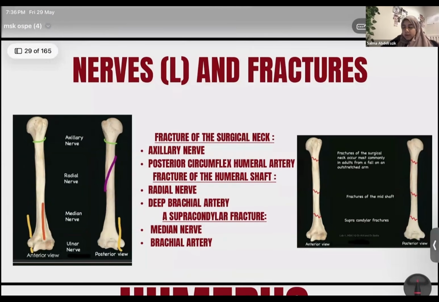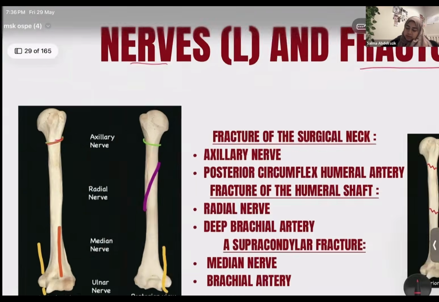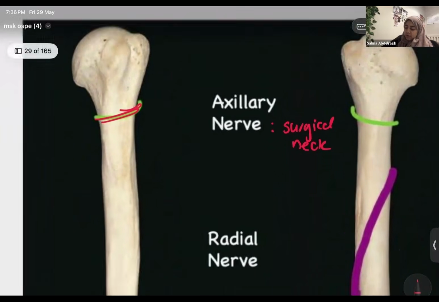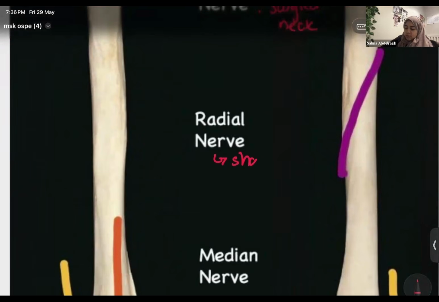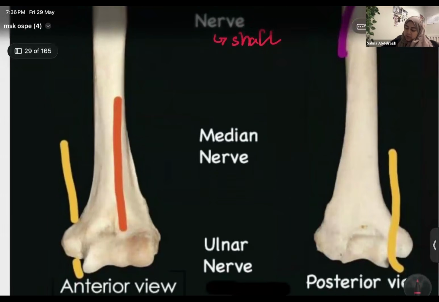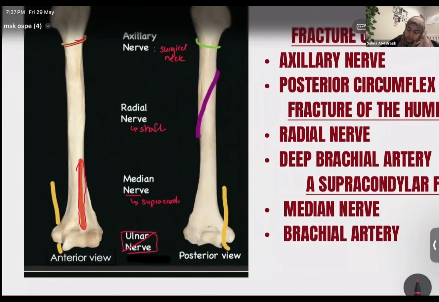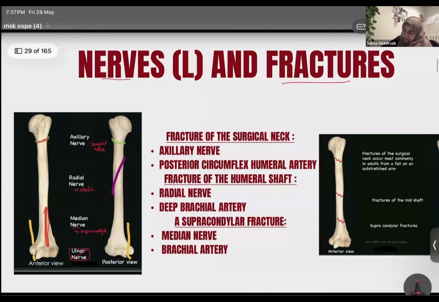We have nerves and fractures. We got the bone, we finished the landmarks, we said this is here, this is there. Let's talk about the nerves that actually go through. We have the axillary nerve. Let's name the place it is at: axillary nerve at the surgical neck. Radial nerve is at the shaft, the humeral shaft. Right? Now, median nerve, let's keep this for later on. Let's not talk about this. Median nerve, it's here at the end. So this part is called the supracondylar region. Okay? Okay.